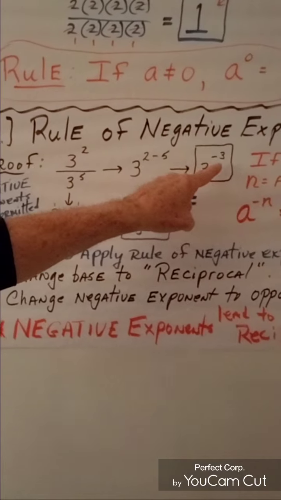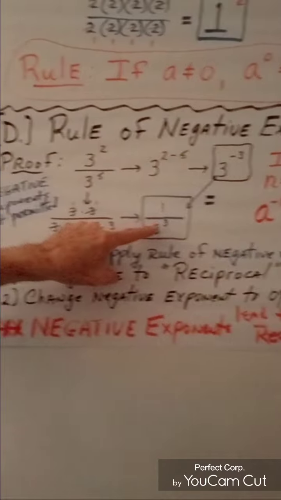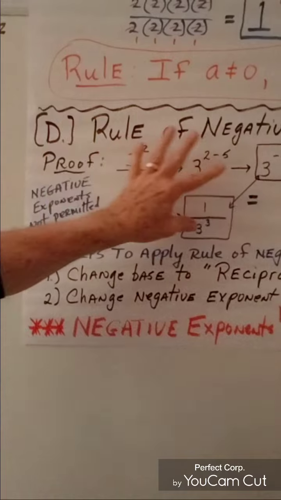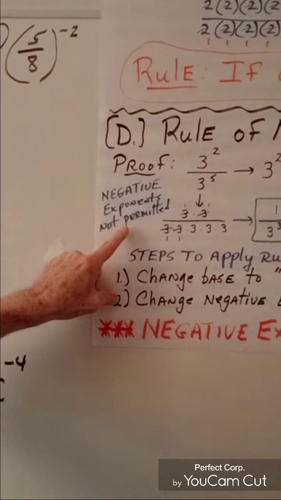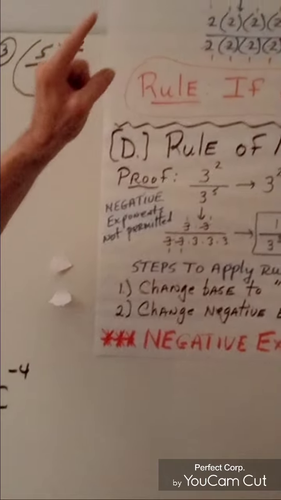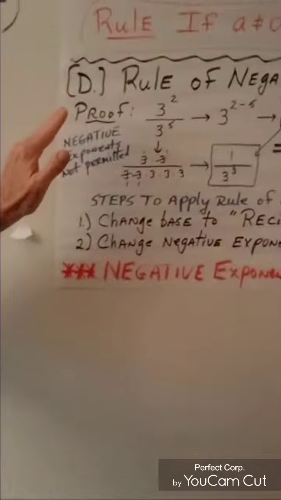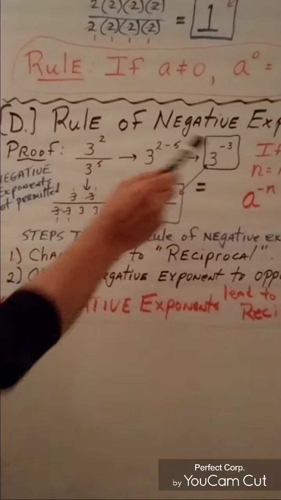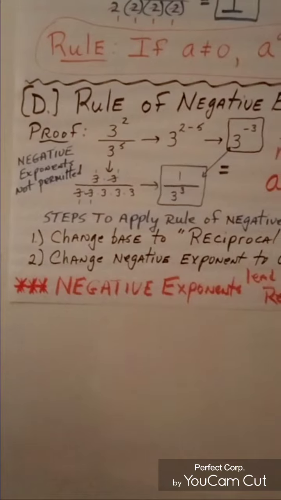Notice this answer up here has a negative exponent in it, and this answer down here does not. Let me give you this statement right now before we go further into this proof. Negative exponents are not permitted. Just like an answer taken to the zero power is not permitted, an answer with a negative exponent is not permitted. So we can't accept 3 to the negative third. We're going to have to accept 1 over 3 to the third.